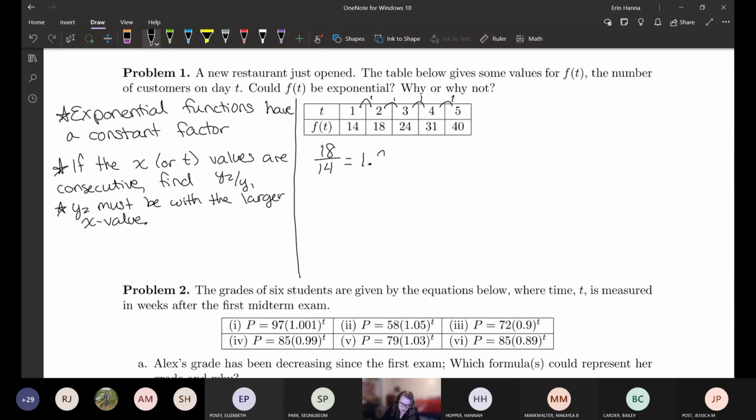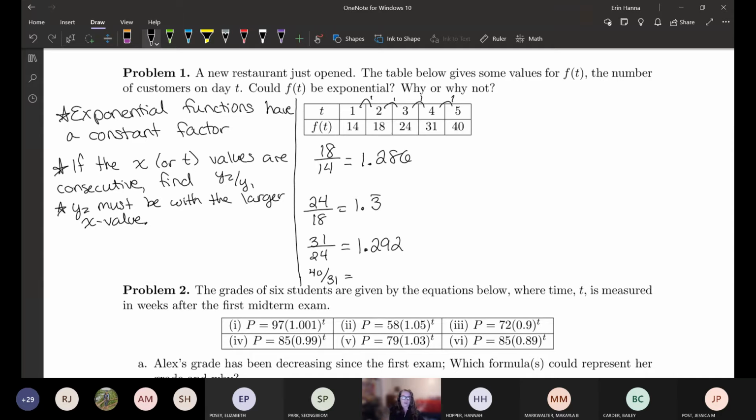So this is 1.286 approximately. And then you continue from 2 to 3. If we take that ratio, we'll have 24 divided by 18. This will be 1.3 repeating, essentially. From 3 to 4, we would have 31 over 24, 1.292.